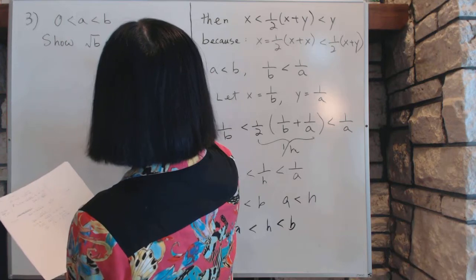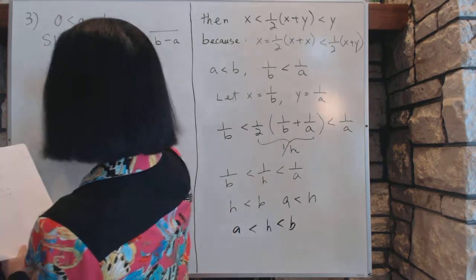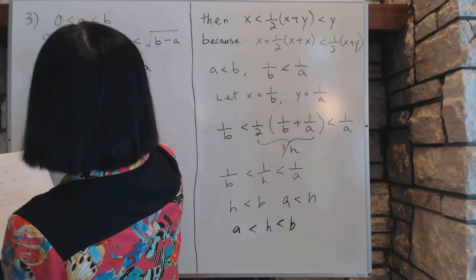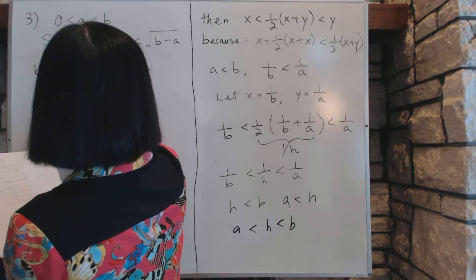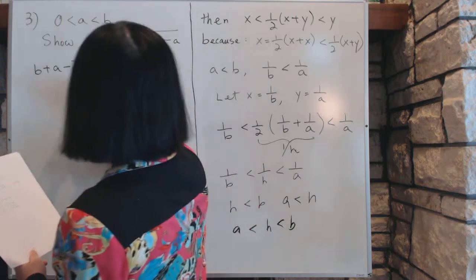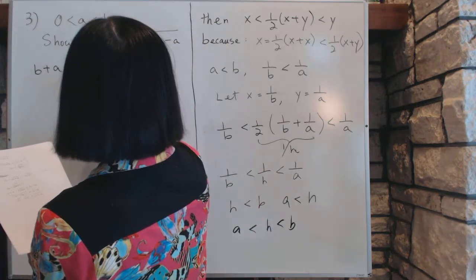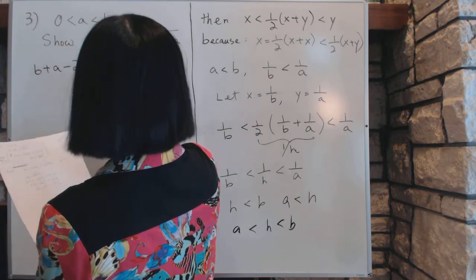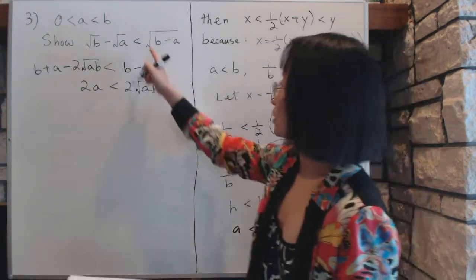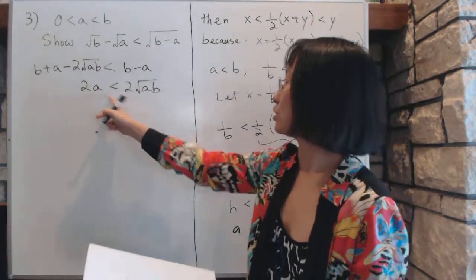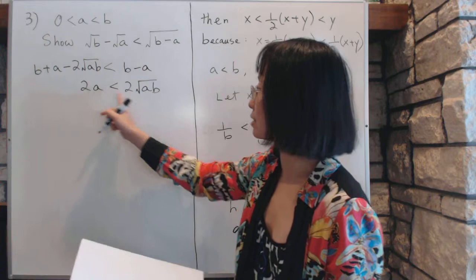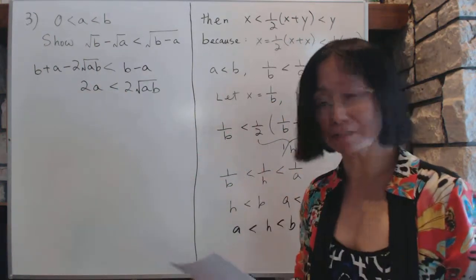So we'll have b minus a here. And this thing becomes b plus a minus 2 square root of ab. And then if you simplify this thing a little bit, this side will be 2a less than 2 square root of ab. All right, so if this were true, this would be true. Now, is this true? Well, it is, because b is bigger than a. So 2a is less than 2 square root of ab. So that's how we're going to proceed with the proof.